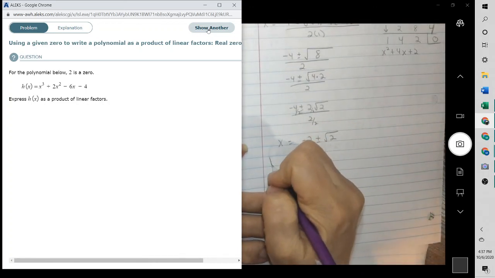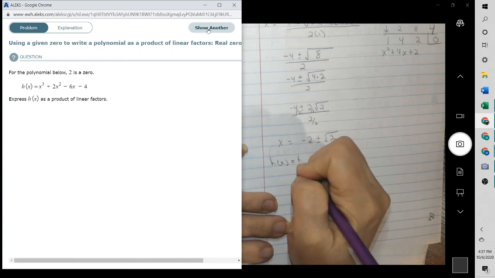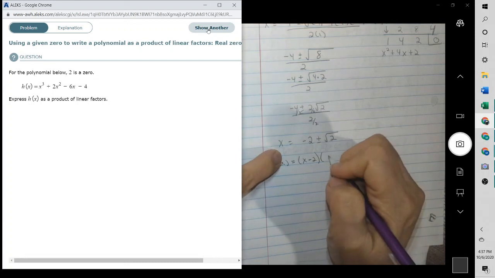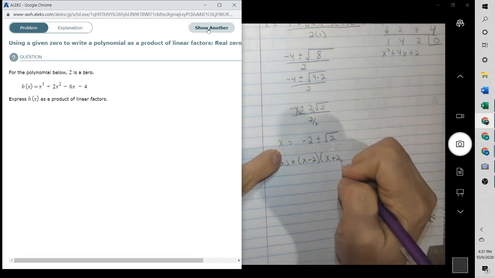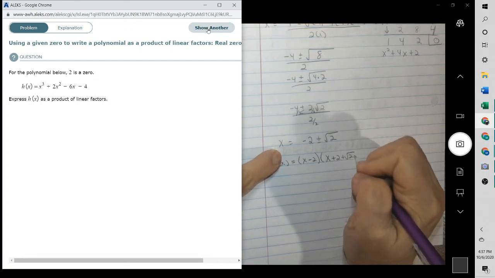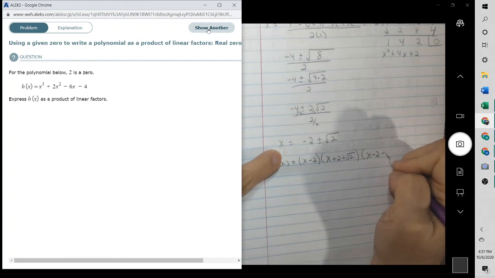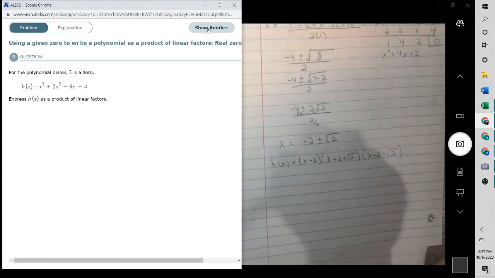Our factors, h of x equals x minus 2. And then bringing this over, we'd have x plus 2 plus radical 2 and x plus 2 minus radical 2. And that's your factors.